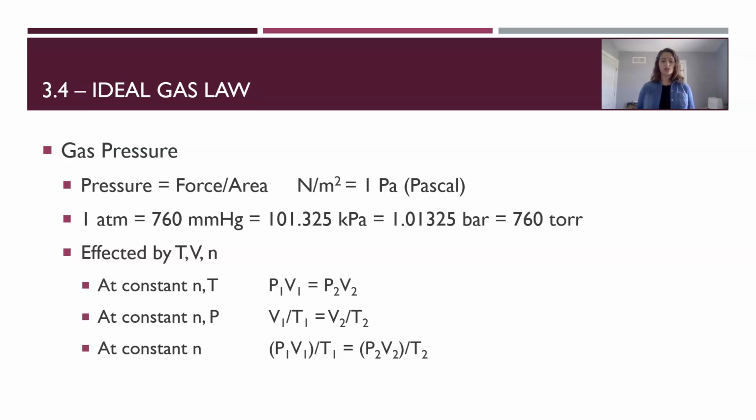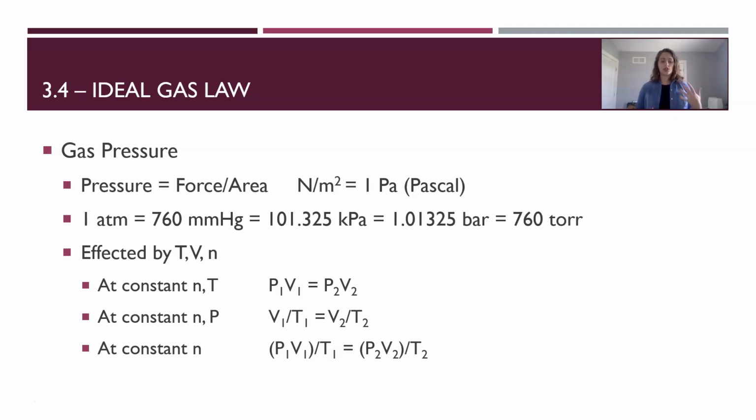So probably the ones you're going to use most often are atmospheres, millimeters of mercury, sometimes torr, sometimes kPa, but atmospheres and millimeters of mercury are probably the most common ones. Gas pressure is affected by 3 different variables. It's affected by temperature, T, volume, V, and number of moles, n. Okay, so those are the 3 variables that affect our pressure.